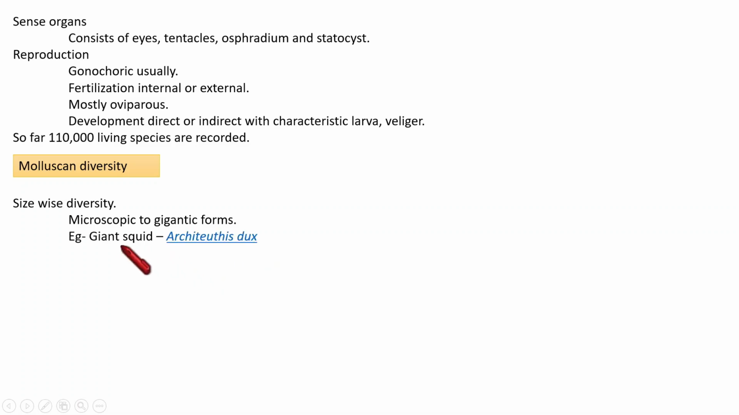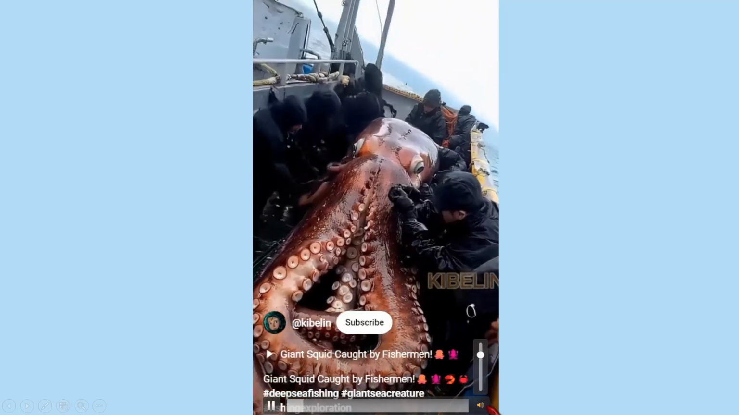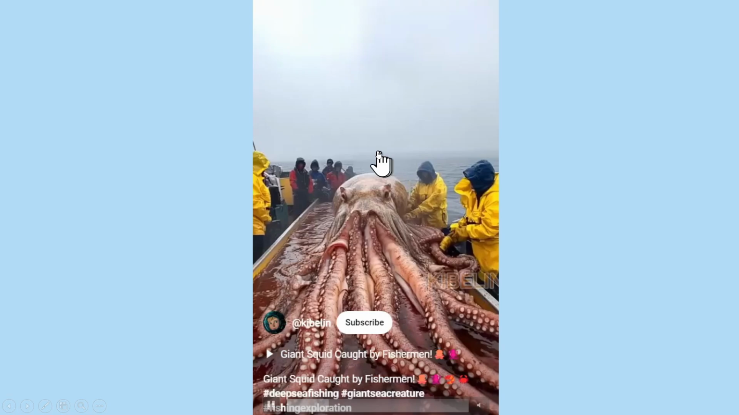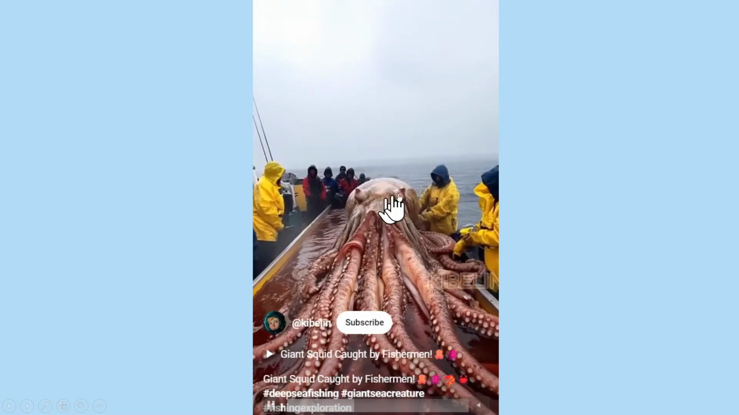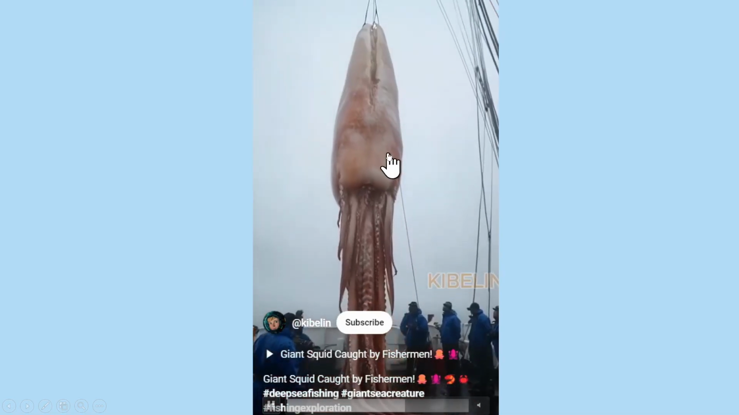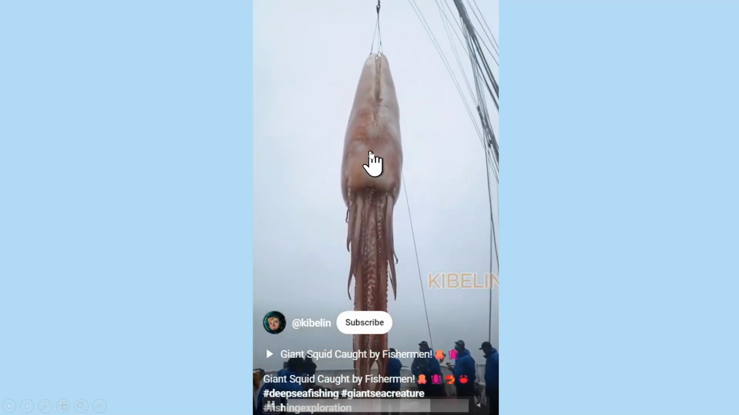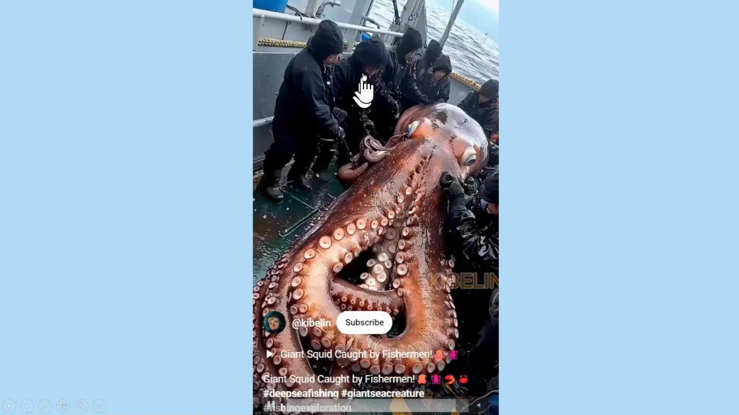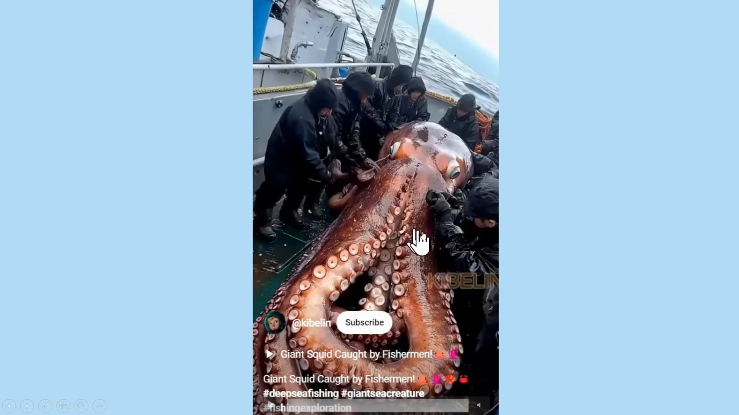So I am familiarizing you with some gigantic forms. One is the giant squid, Architeuthis dux. First I am going to show a small video. Compare the size of that organism with the size of the humans standing beside it. Because of that big size, they are raising it using a crane. So members that big are also present.